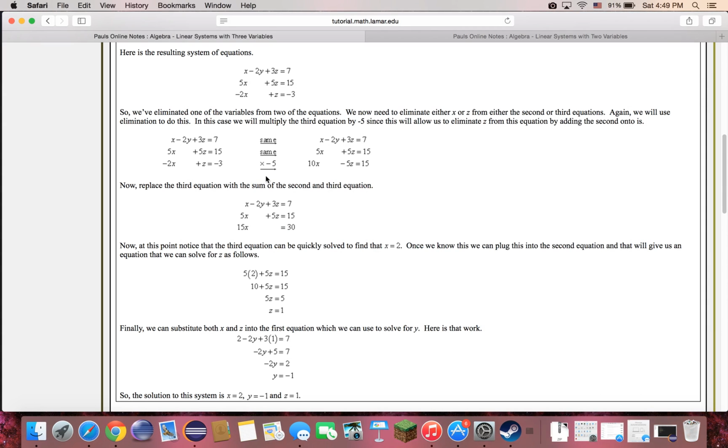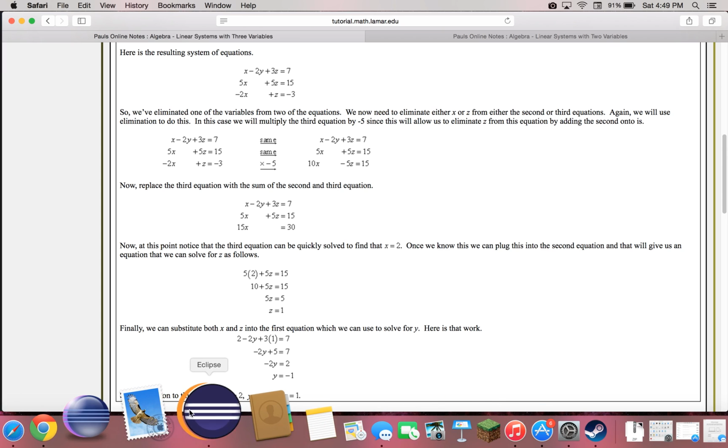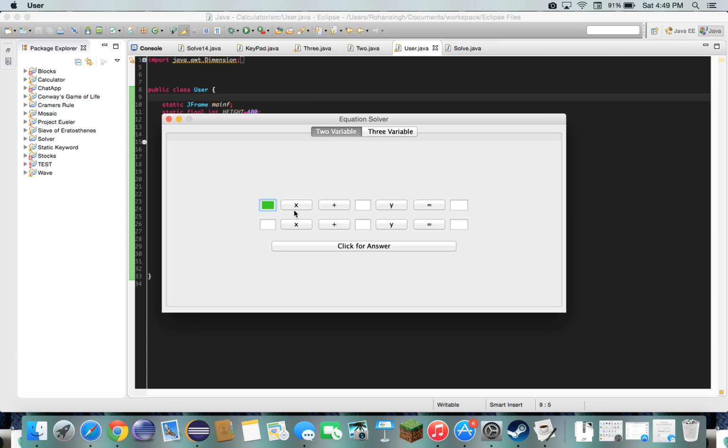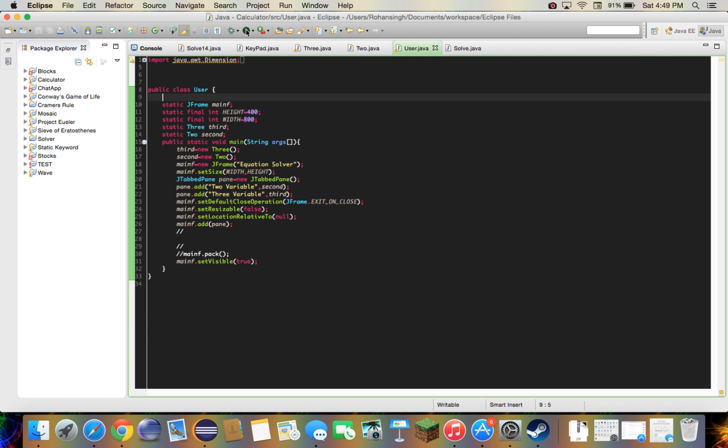Actually, I want to show you guys one more thing. So if we say that x plus y equals 2, and then x plus y equals 3, this doesn't have any solutions, so it will tell you no solutions.